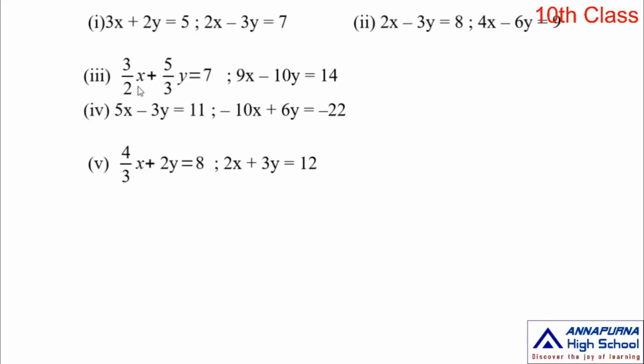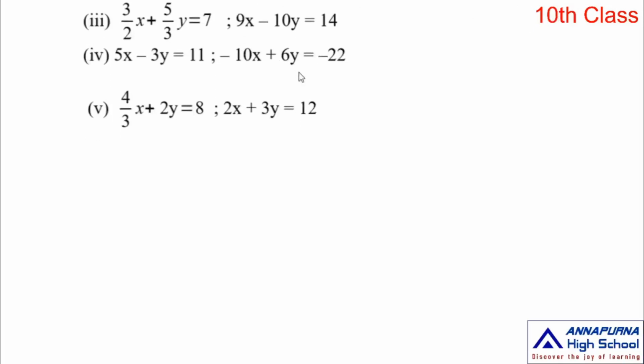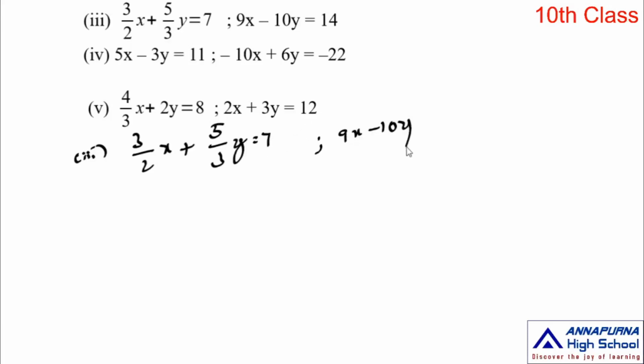Okay, now let us see the third one. Second one you can try on your own. Let us see the third one. So third one, given equations are 3 by 2 x plus 5 by 3 y is equal to 7 and the second equation is 9x minus 10y is equal to 14.